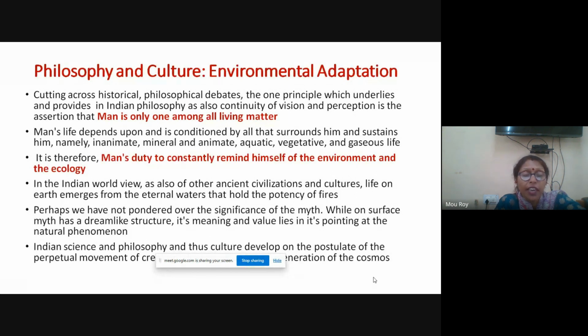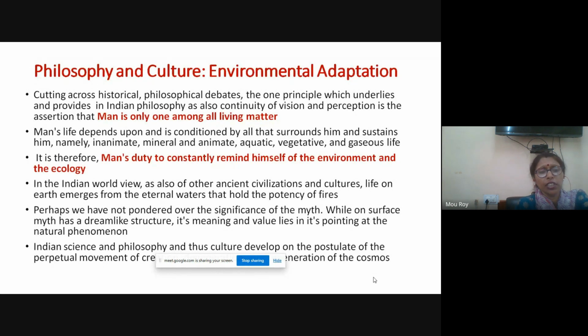Overall, you can say that Indian philosophy provides a unique perspective on the relationship between the human and the environment. It emphasizes the need for respect, and that you should stay in harmony with the nature and in balance in our interactions with the nature. You have to stay in balance with the nature, and it offers valuable insights for addressing contemporary environmental challenges.